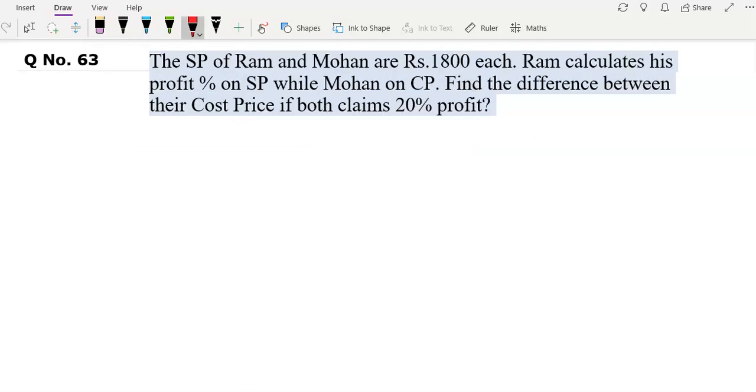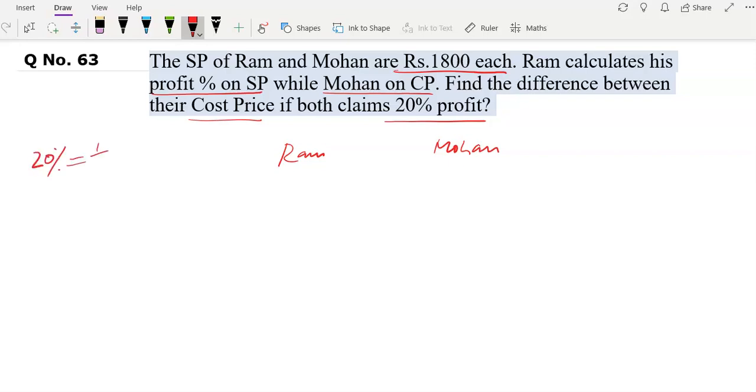Question number 63. The selling price of Ram and Mohan are rupees 1800 each. Ram calculates his profit percent on SP while Mohan on cost price. Find the difference between their cost price if both claim 20% profit. So in this question we have Ram and Mohan, and they both claim 20% profit.